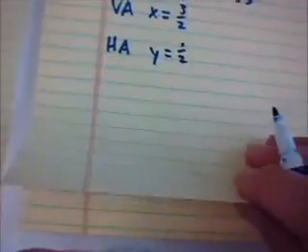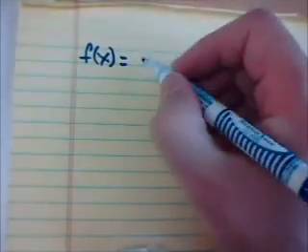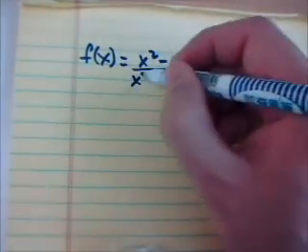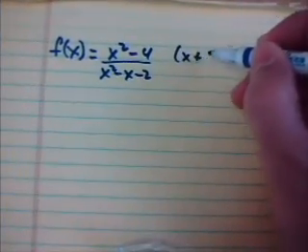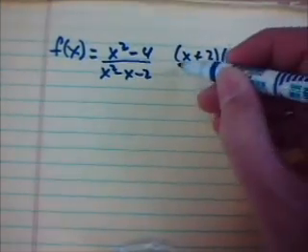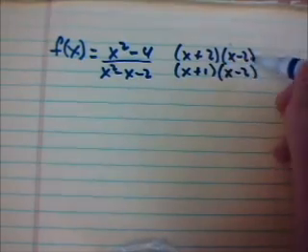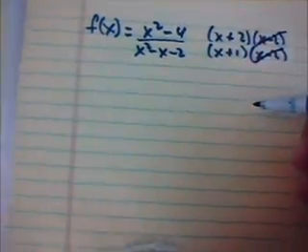This next example, we've got f of x equals (x^2 - 4) over (x^2 - x - 2). If you have something like this, you might want to factor it because you might find something that crosses out. That's pretty important in this case.